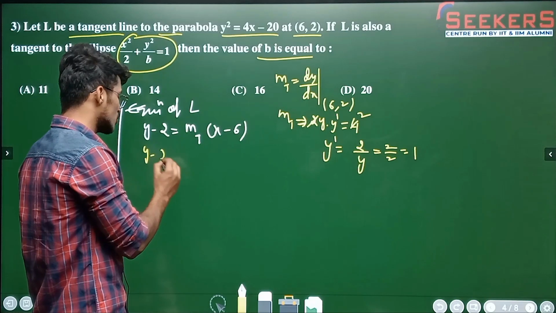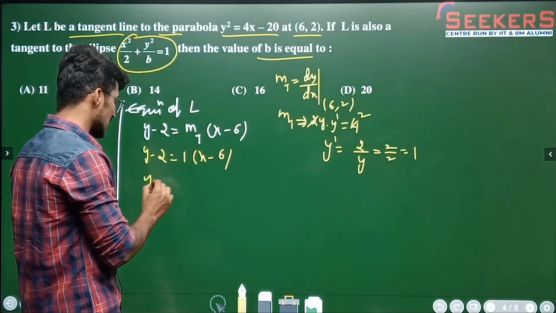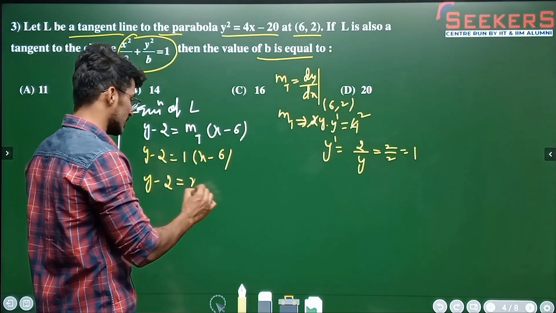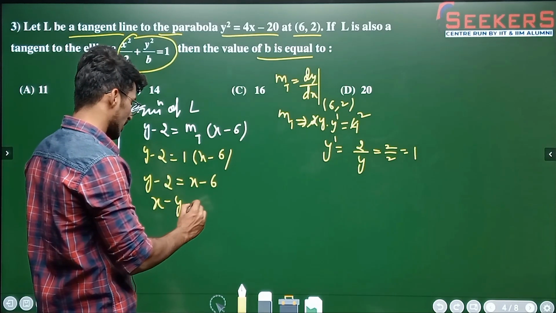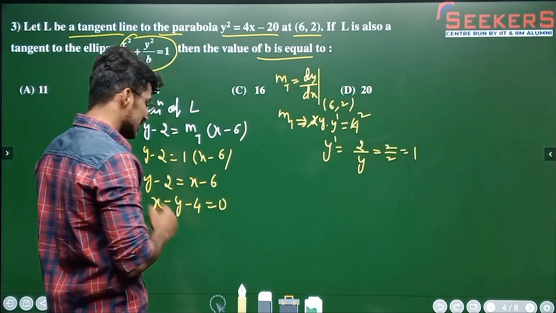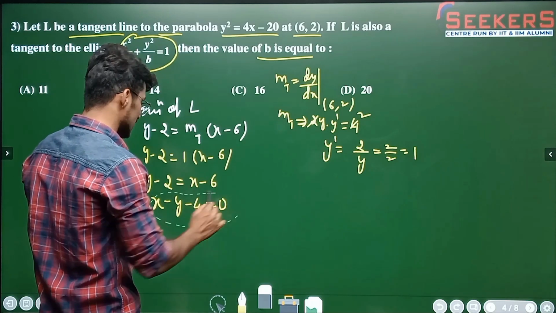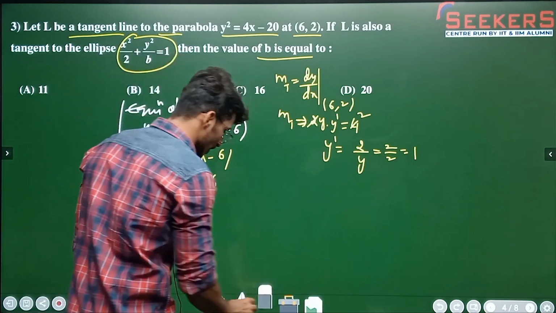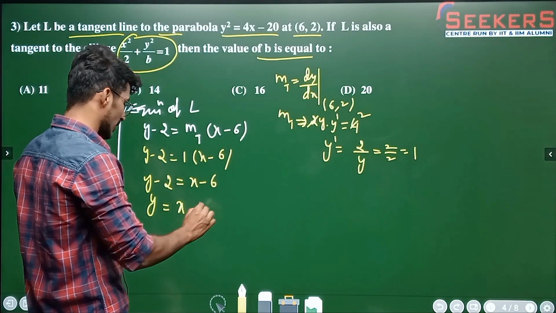So y minus 2 is equal to 1 into x minus 6. So if I solve this, I am going to get the equation of tangent. Alright. So let us write this x minus y minus 4 is equal to 0. Else I will do one thing, simply let us write in the form of y is equal to mx plus c. That would be easy for us to compare further, right? Y is equal to x minus 4.